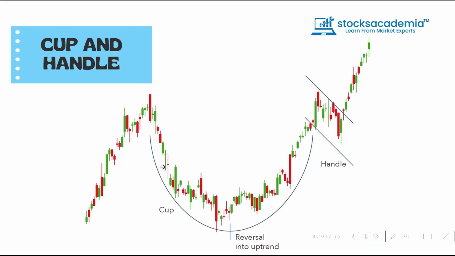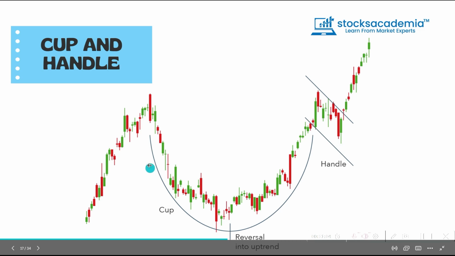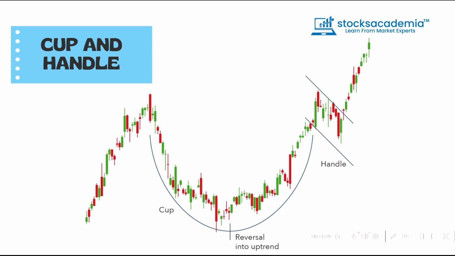The cup forms after a downtrend and is followed by an uptrend and looks like a bowl, and a breakout from the handle trading range signals a continuation of the previous uptrend. The handle needs to be smaller than the cup, and the handle should not drop into the lower half of the cup, and ideally it should stay in the upper third. This breakout should occur with increased volume.